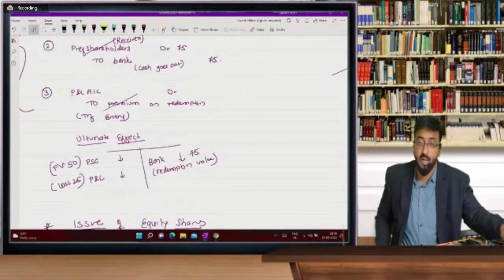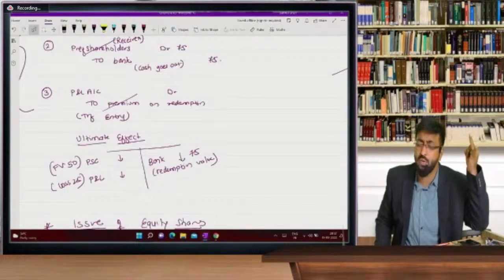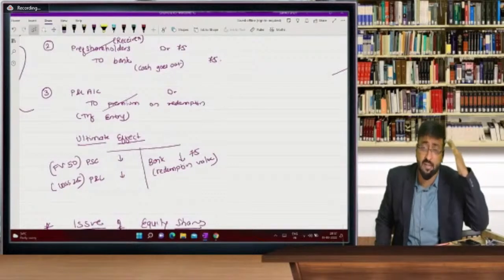Yes, don't worry. So every one of you, it is now very easy for you. Preferential capital account debit, premium on redemption account debit to preferential holders. Preferential holders account debit to bank, and then P&L account debit to premium on redemption. For equity shares issue, bank account debit to equity share capital and security premium, and P&L account or free reserve account debit to CRR. Sir, these are all entries.